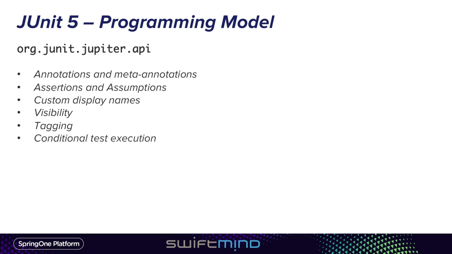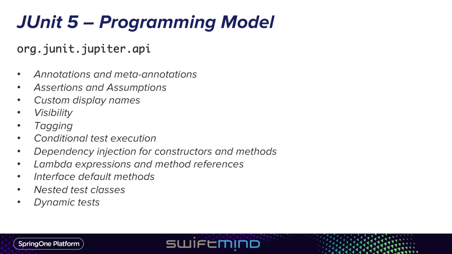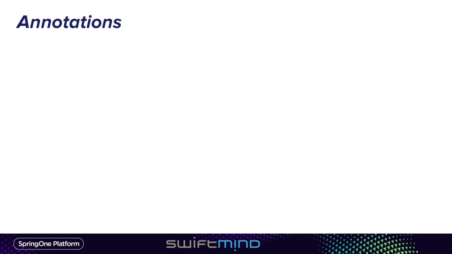Conditional test execution, talked briefly about that before. Dependency injection as well for constructors and methods. Also support for Lambda expressions and method references in things like assertions and timeouts, and also dynamic tests, we'll get to in a second. Support for interface default methods. Nested test classes, that's definitely a new kind of way of writing tests, and we'll talk about that in a minute as well. And last but not least, these dynamic tests, which will help more with an example. So that's just kind of an overview of what there is.